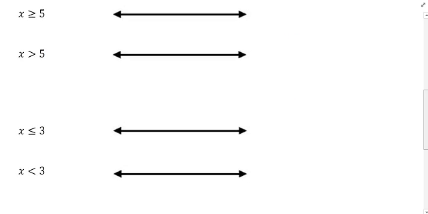The first one is x is greater than or equal to 5. So if I drew this on a number line, I would start where we have 5. And since it's greater than or equal to, we include it. That means we have a solid dot. And we're going to shade towards the right. And towards the right is where we head towards positive infinity.